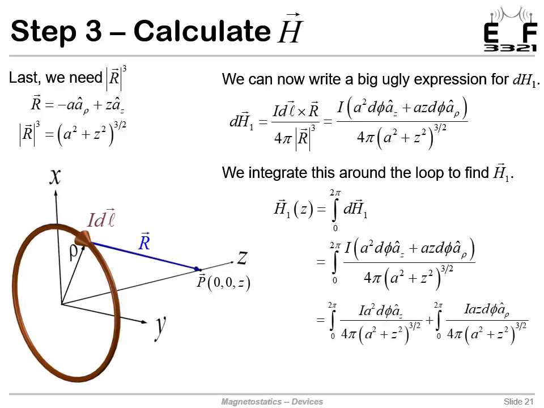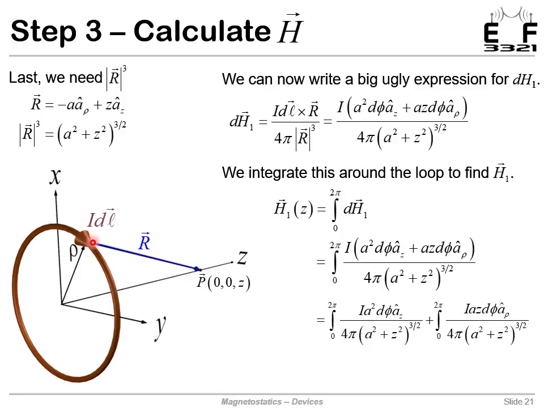Our first integral has an a_z term, so that'll be the z component of the magnetic field. This second one has an a_rho, so that'll be the rho component of the magnetic field. Now, why would the magnetic field have a rho component? Let's look at this r vector that connects our differential current element to our observation point. If we sort of keep going, we can see that we actually have a component in the rho direction. That's how we're going off of the z-axis.